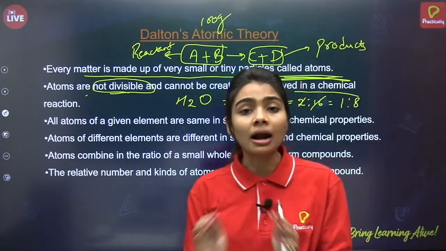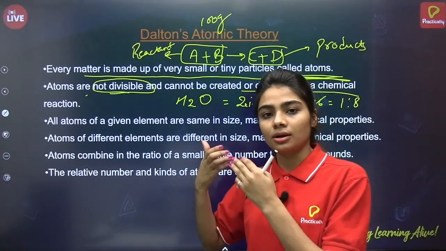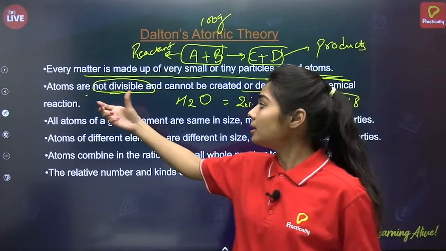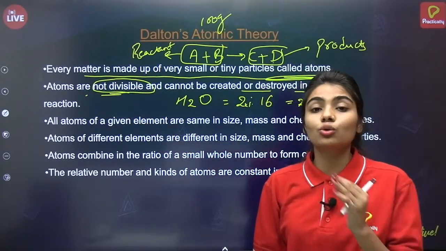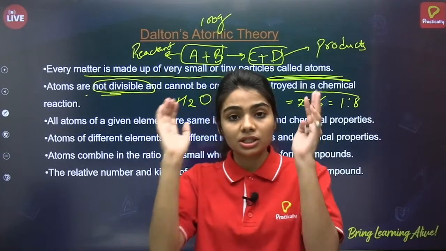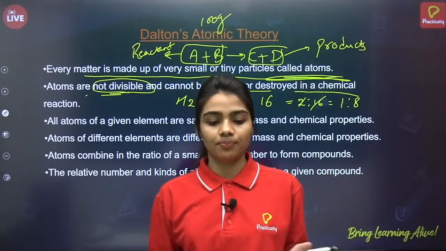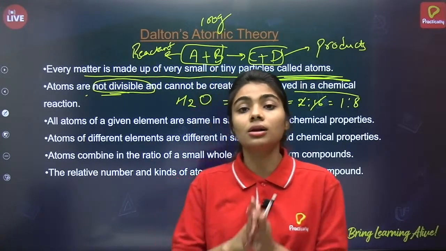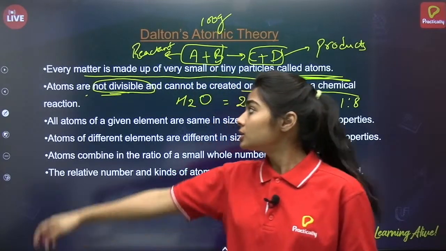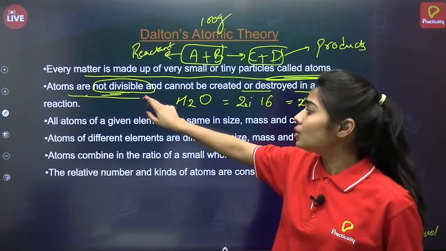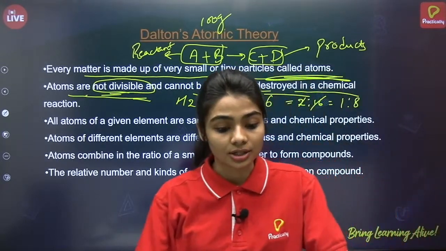So atoms are not divisible, that means you can't break an atom at all. This is wrong, which we will get to know later on. But what Dalton said was that you can't further divide the atom; it is the smallest unit and there are no subparticles. But we know that an atom consists of subparticles, that is electron, proton and neutron. So he told that atoms are not divisible and cannot be created or destroyed in a chemical reaction.